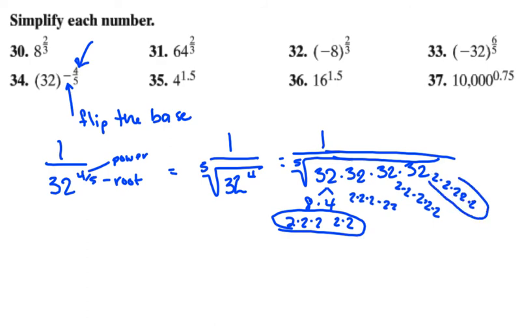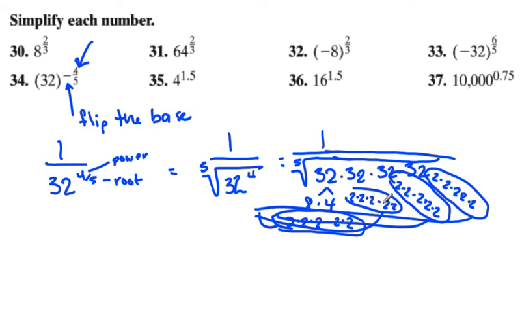So we're looking for groups of 5. So we're going to group up those 5 and pull each one out. So that's 1, 2, 3, 4. 2 times 2 times 2 times 2 is 8. So this ends up being 1 over 8. Wow, that made it a whole lot easier.